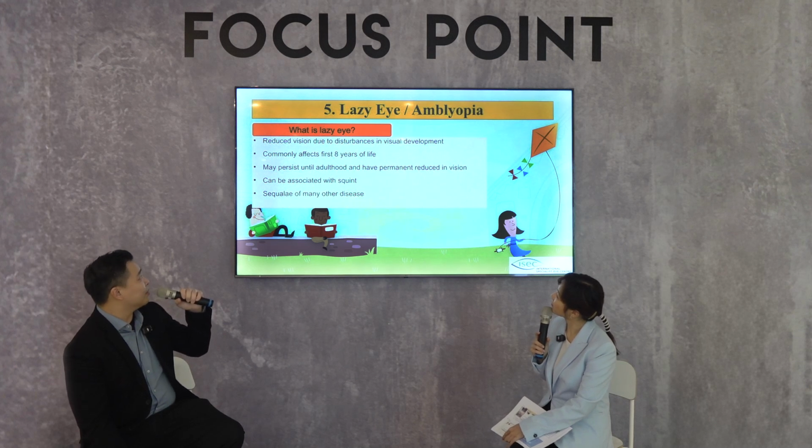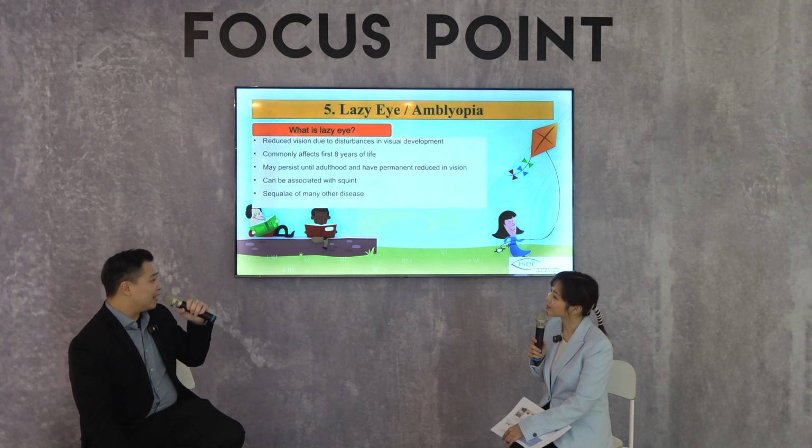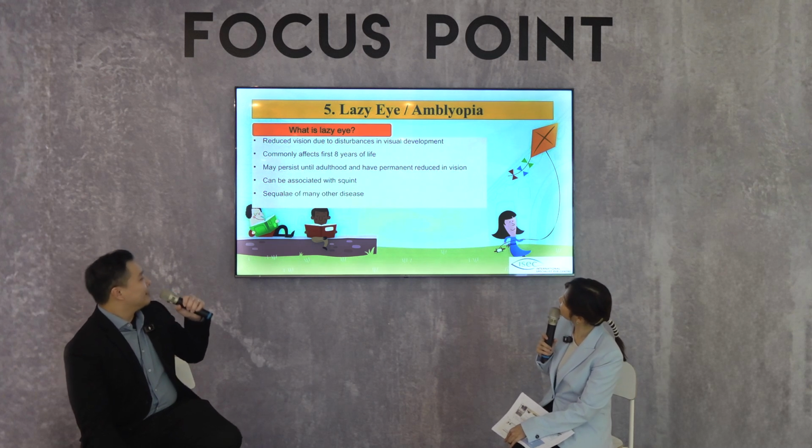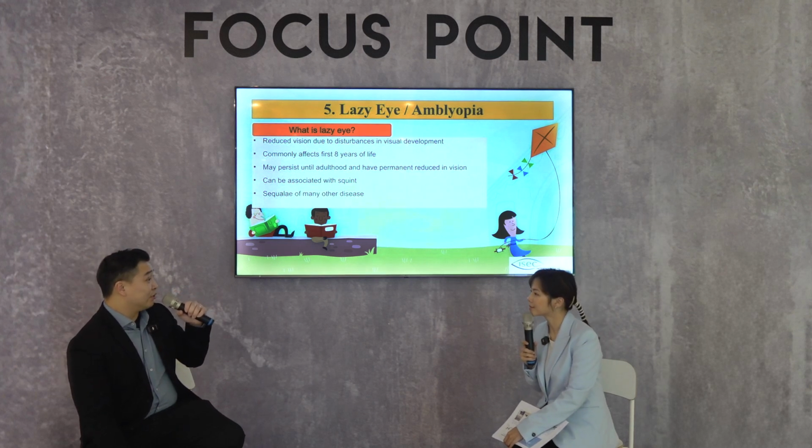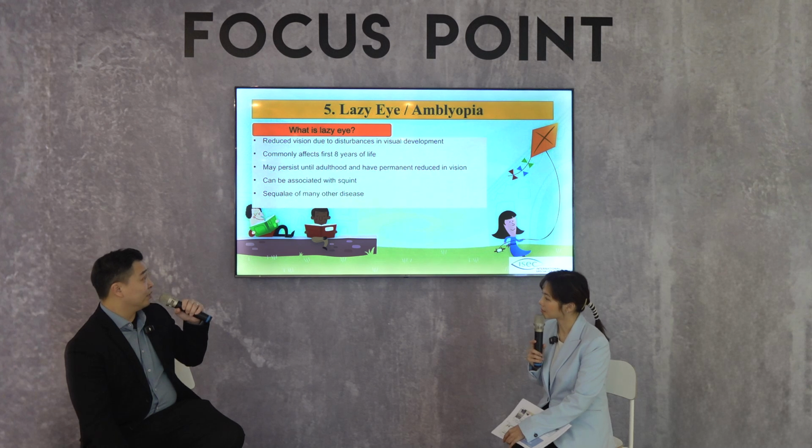Okay, so finally about lazy eyes. Lazy eye is also known as amblyopia. So what actually is lazy eye? It's a condition whereby there's reduced vision due to disturbances in visual development. The golden period for visual development is the first 8 years of life.